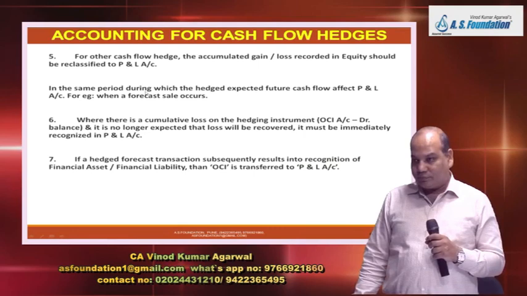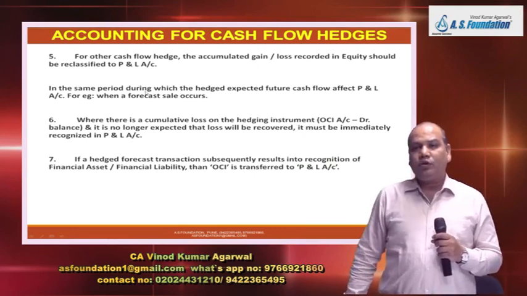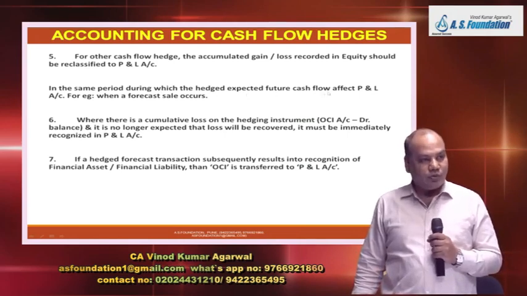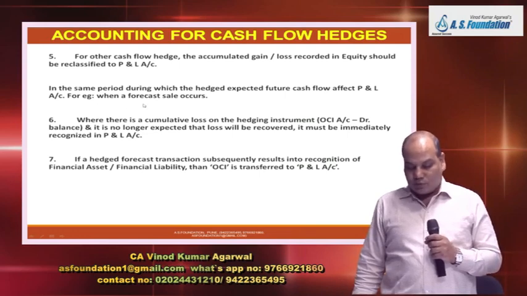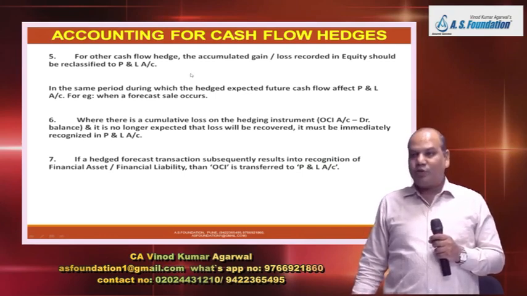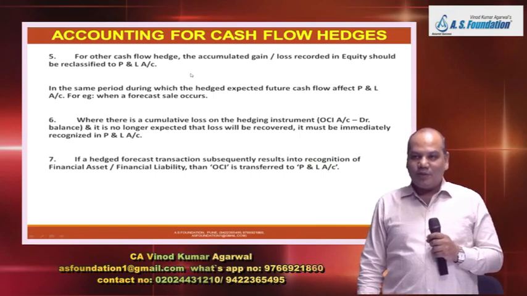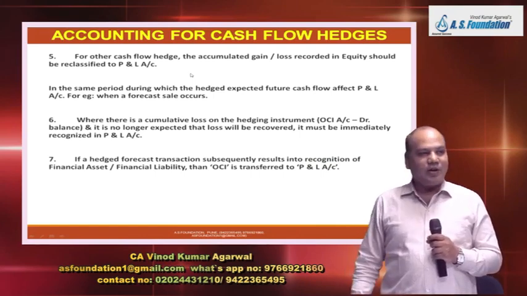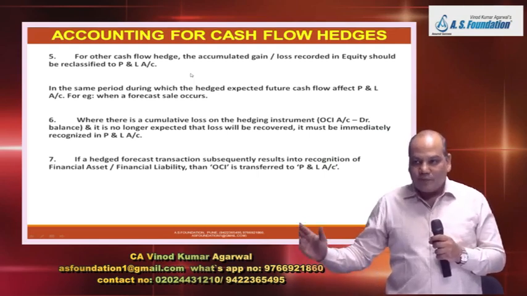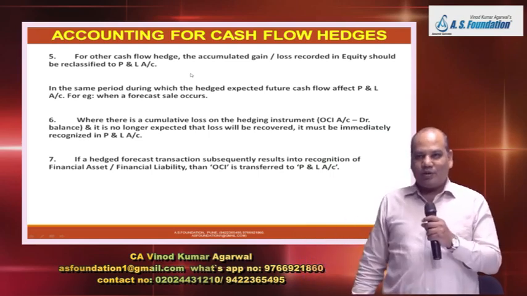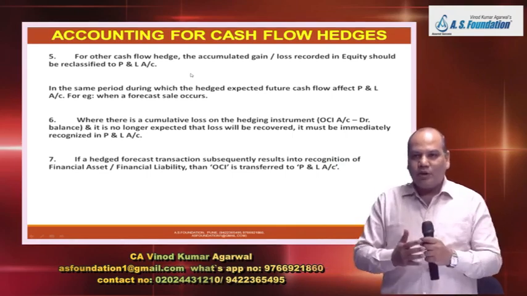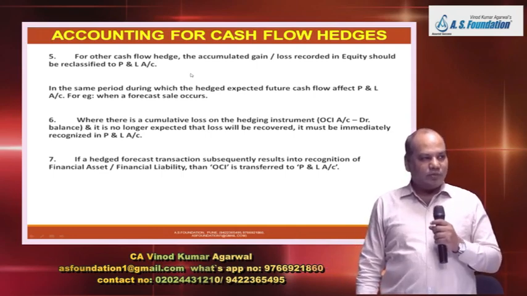In which year will you transfer to the P&L account? In the same period in which the hedged expected future cash flow affects the profit and loss account. For example, when a forecasted sale occurs. So you keep accumulating in OCI account every reporting period, and the year in which sale will be recognized, you will transfer from OCI to P&L account, so that the sale and the gain or loss on derivative both go to P&L account in the same year. Is it right?